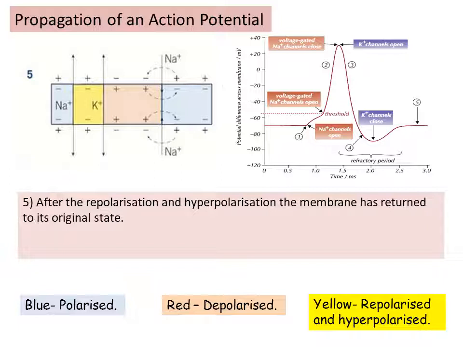After the repolarization and hyperpolarization, the membrane is going to be returned to its original state, going back into its resting potential phase, and that happens as the sodium potassium pump restores the sodium to the outside and the potassium to the inside. Of course, we've also had this refractory period, which occurred during the repolarization and hyperpolarization stage.